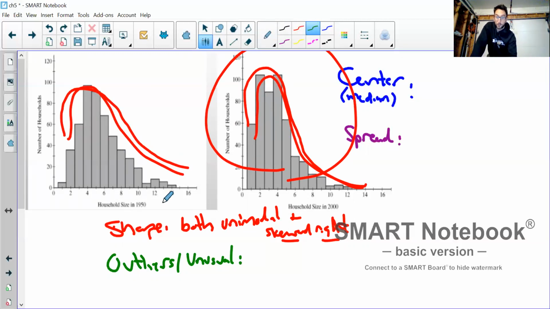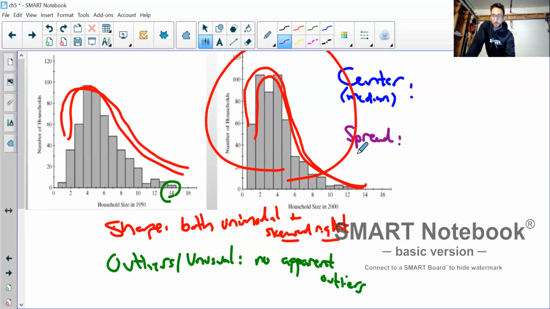Outliers, it doesn't look like there are any. Remember, we didn't calculate the fences, so we're not going to make any definitive statements about outliers. We're not going to say there are no outliers because we don't know that. Maybe this 14 here in 1950 is an outlier. But for right now, we could say there's no apparent outliers, or you could literally write, it doesn't look like there are outliers. But it's important that we don't make a definite statement because we have not done the math, calculated the fences to support any kind of definite statement.